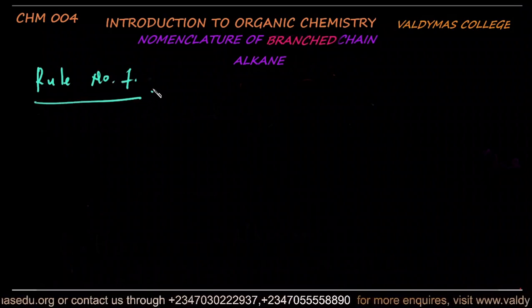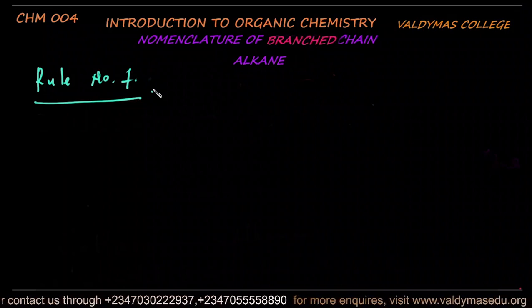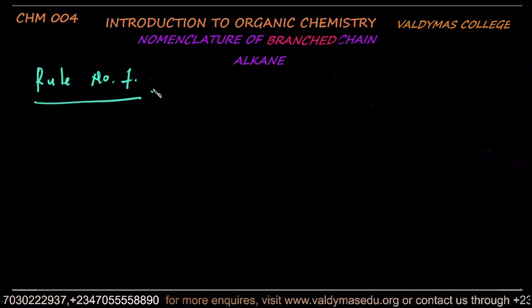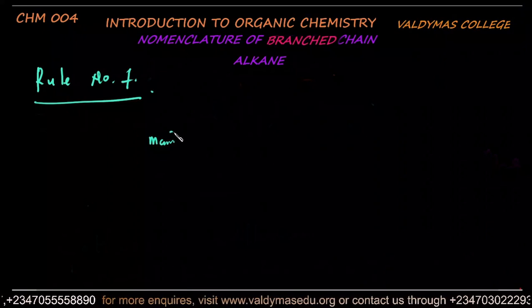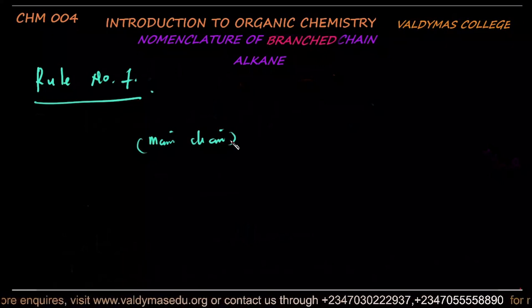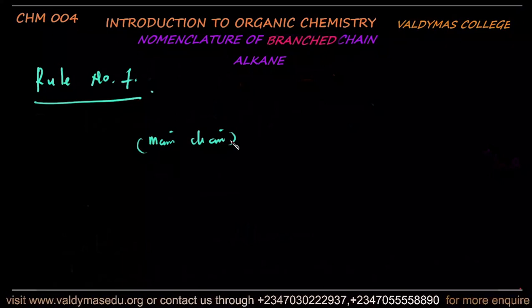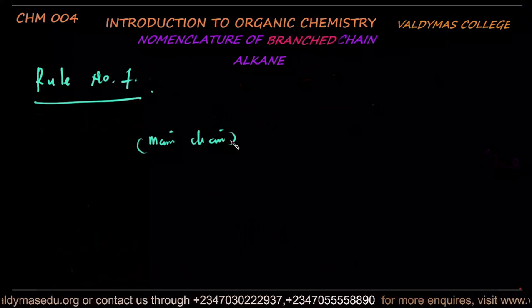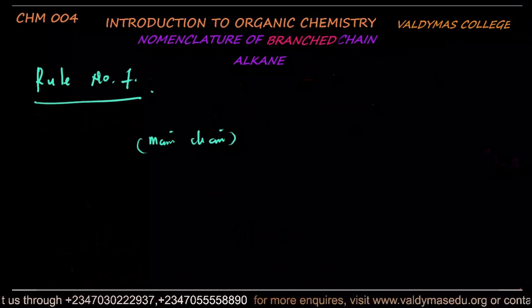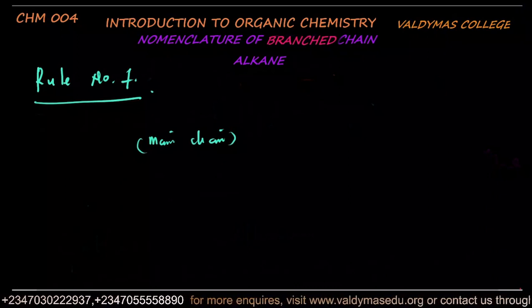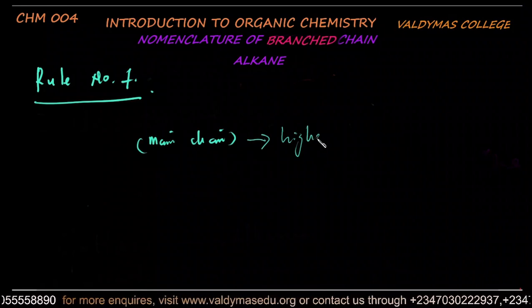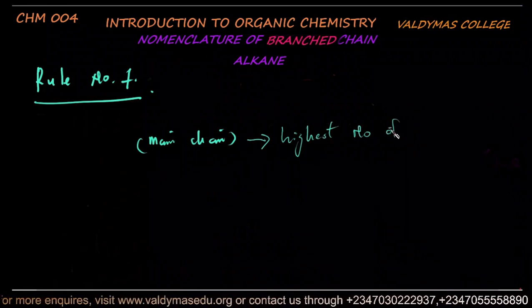Rule number 7 states that in case two chains of equal numbers of carbon atoms compete for selection as the longest chain, that is the main chain, select the one that has the greater number of substituents attached to it. So to determine our longest chain, we have to select the chain with the highest number of substituents. The main chain is the one with the highest number of substituents.